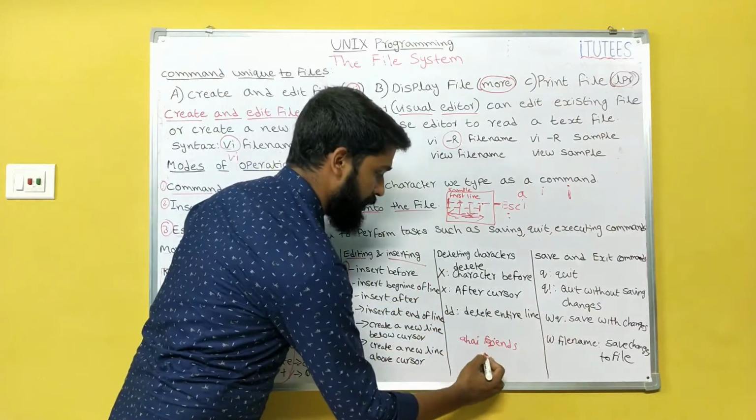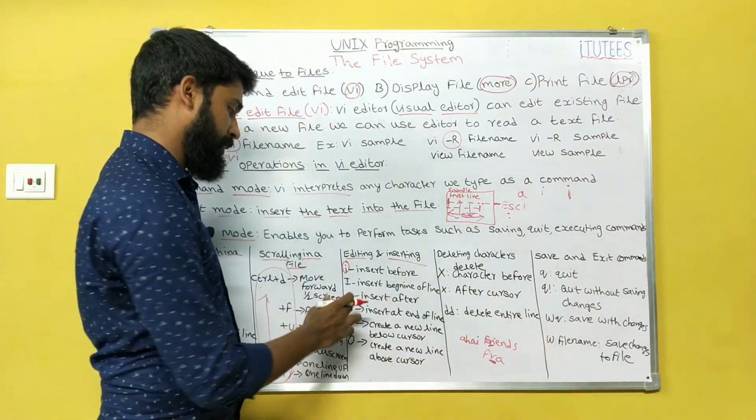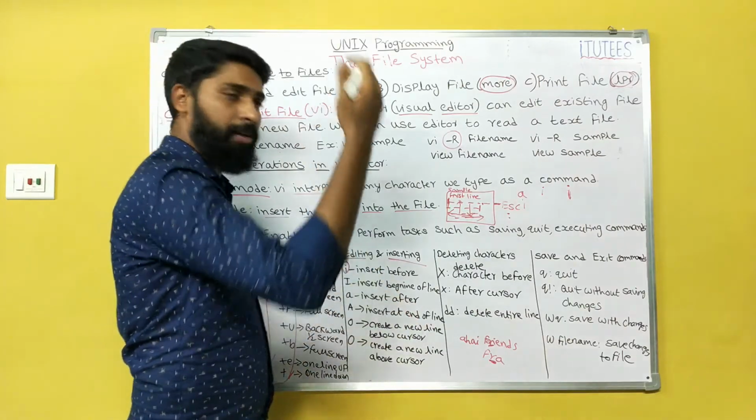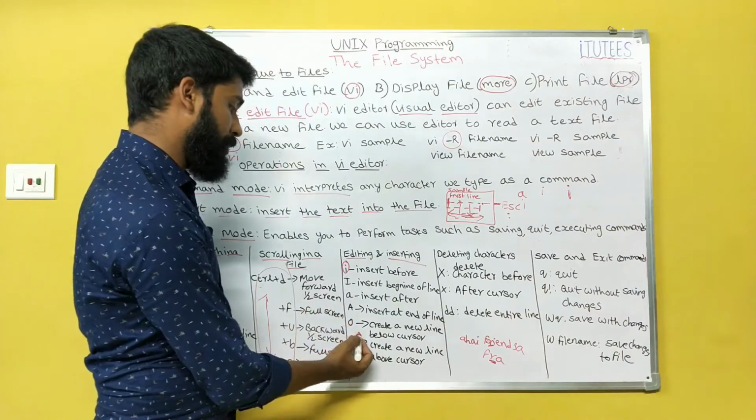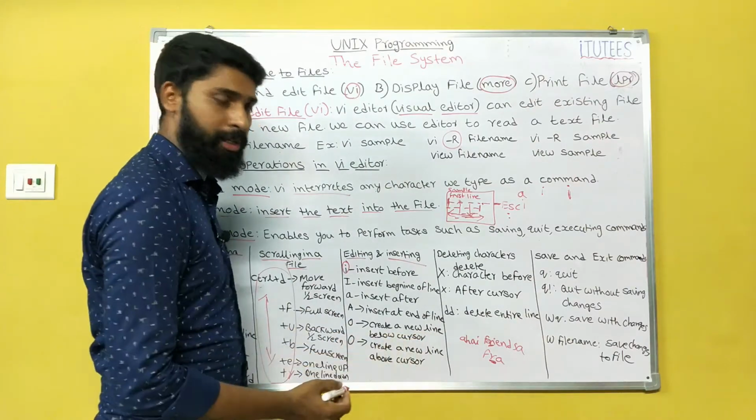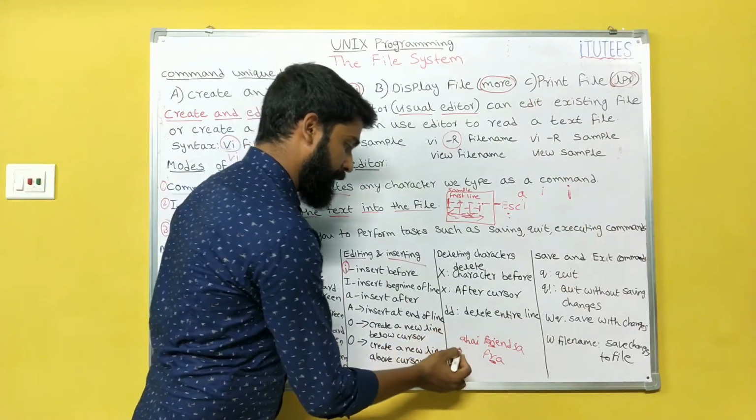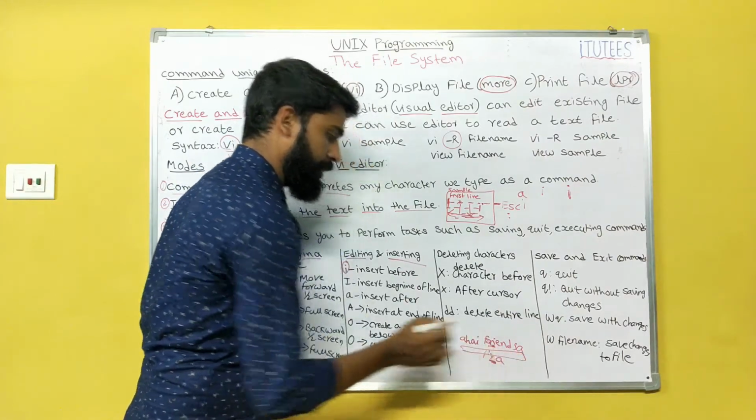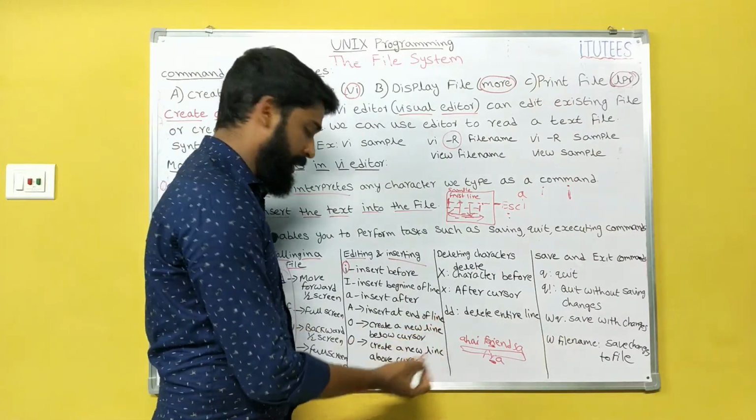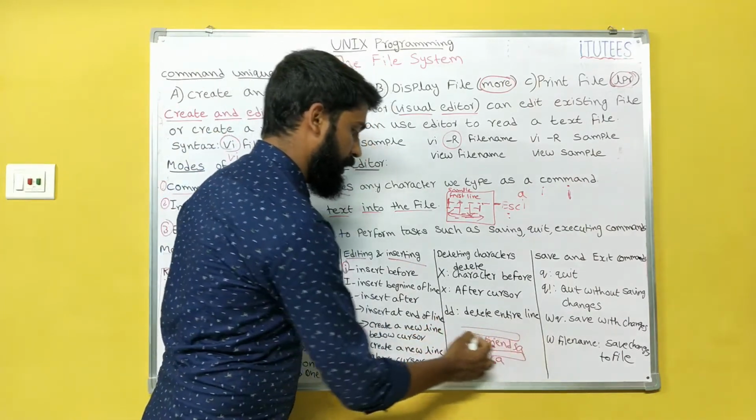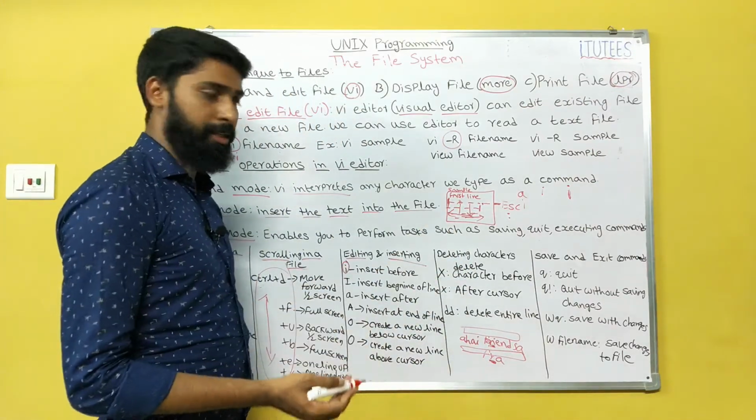In this case the cursor is here, then the a is printed after it. Capital A inserts at the end of the line, so here I am going to insert. Small o creates a new line below the cursor. For example, this is the cursor, and a new line is inserted here below it. Capital O is the same, but creates a new line above the cursor. Here a new line is created. This is about inserting.